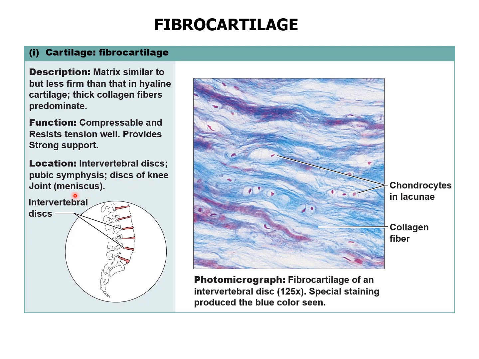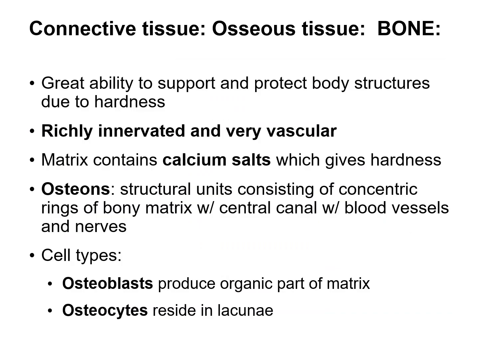Discs of the knee, we call those each one a meniscus, that's fibrocartilage. And your pubic symphysis, which is a small piece of fibrocartilage in between your two pubic bones. Unlike cartilage, bone is extremely vascular.